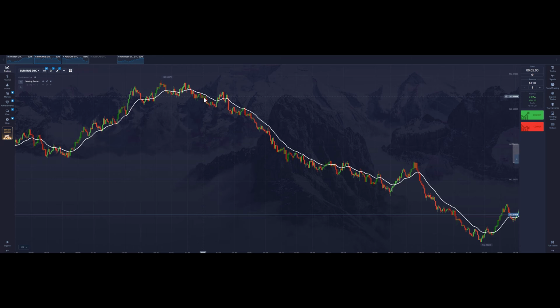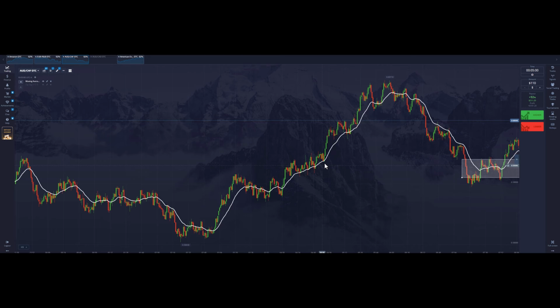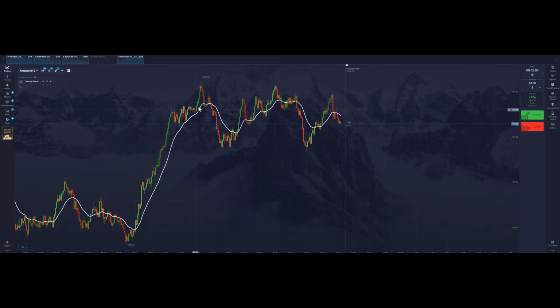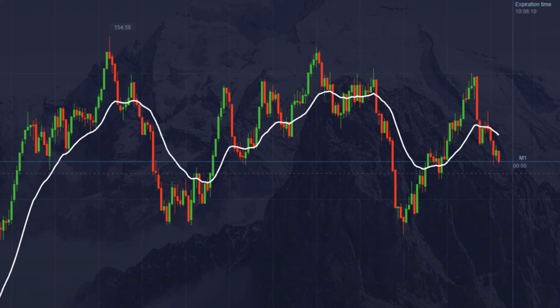Prices are under the 21 EMA. This is a trend down. Prices are above the 21 EMA. This is a trend up. The EMA is in a roller coaster. This is a range. The market only moves in three conditions, three directions. Trend up, trend down, or we're ranging.